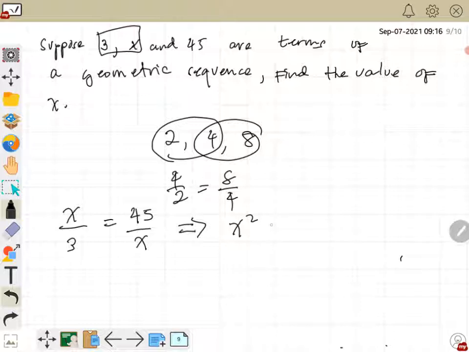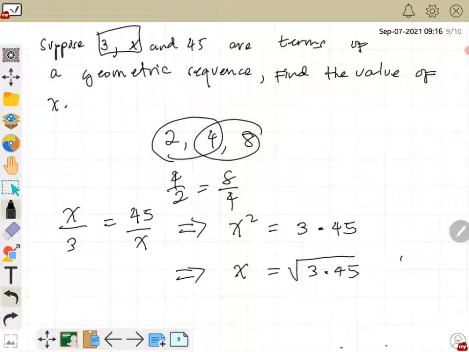equals 3 times 45. And in turn, this becomes x equals, this is very important guys, the square root of 3 times 45. x must be positive because in that sequence those are positive terms. The square root of 3 times 45 is 15. That gives us 15.